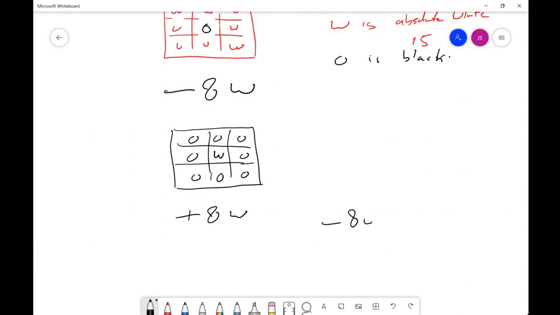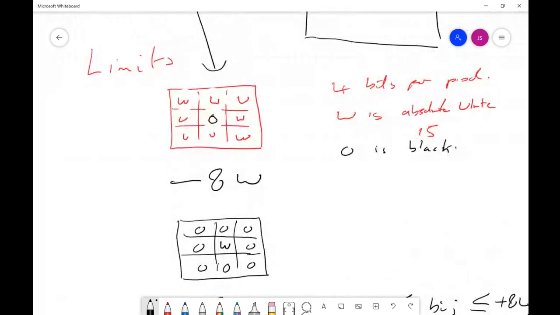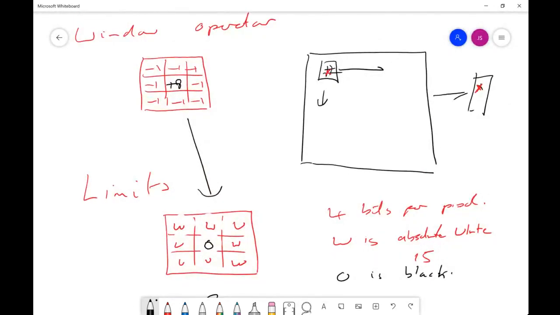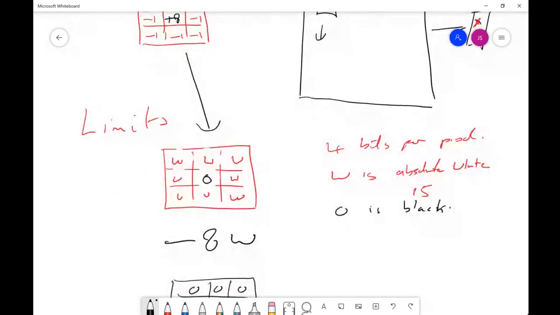Let's call the output pixel Bij. It is going to be greater than minus 8W and less than plus 8W. Now, you might think in that case, because originally taking an image, filtering it, the resolution of the image before filtering has to be the same as the pixel resolution after filtering.